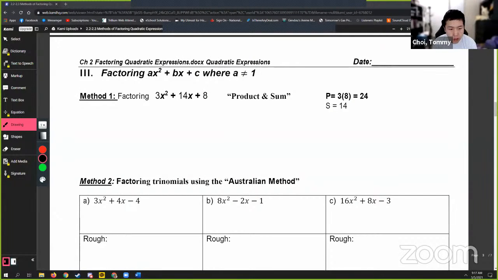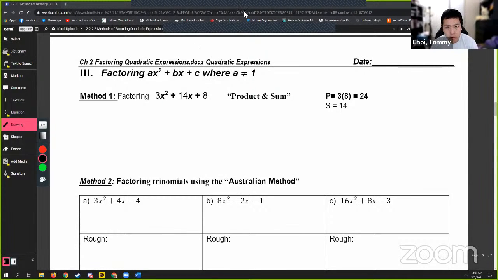So let's continue talking about this here. In the previous cases, A was 1. In some cases, A is not 1. And the way you check whether A is 1 or A is not 1 is going to be, well, can you common factor it?